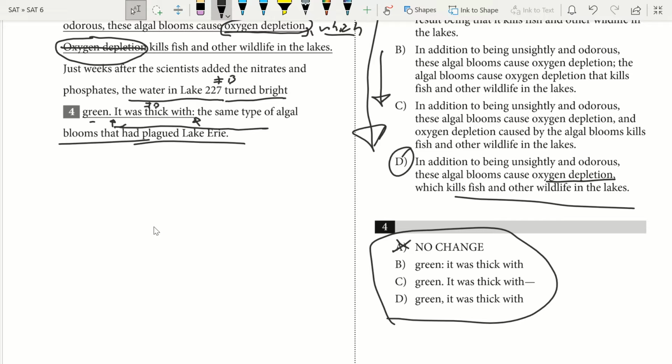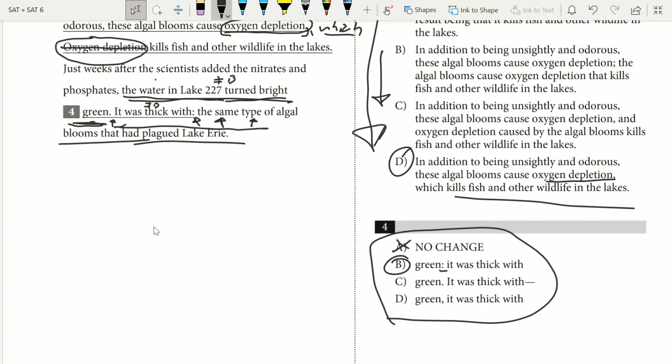Now if we look at choice B, we have the water in Lake 227 turned bright green, and then we have a colon, it was thick with the same type of algal blooms that had plagued Lake Erie. And that's going to be our answer, and here's why. Our independent clause, the water in Lake 227 turned bright green, is followed by our explanation in our example that illustrates the idea that precedes it, right? We're explaining our idea that precedes it. We're explaining how the water in Lake 227 turned bright green.